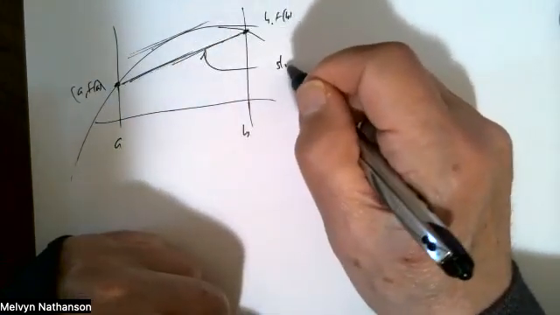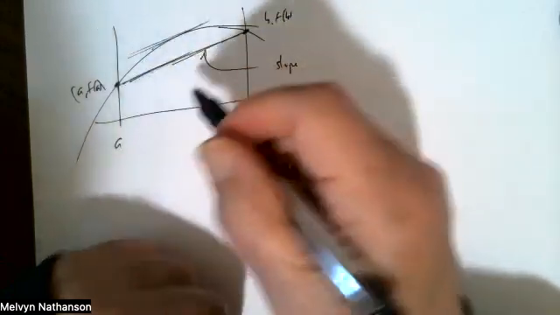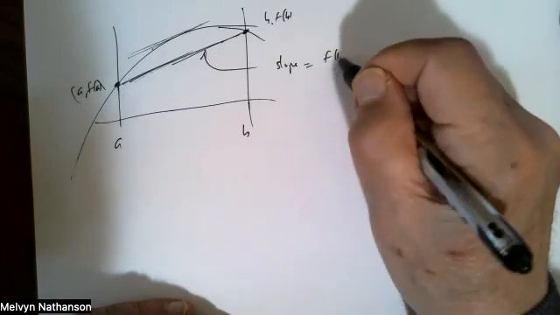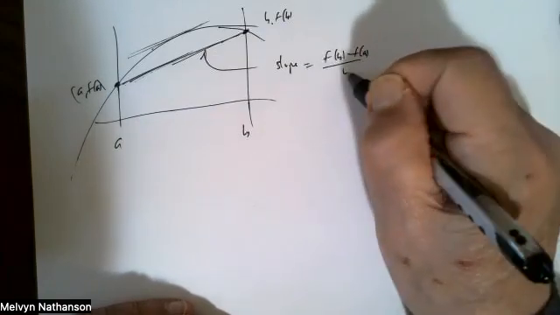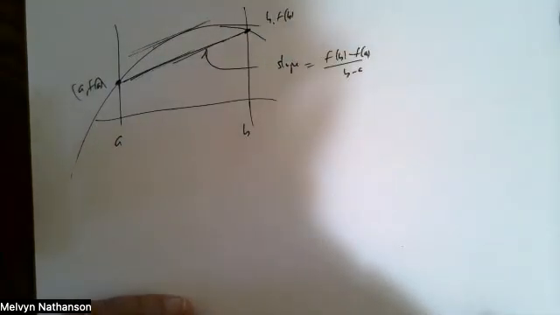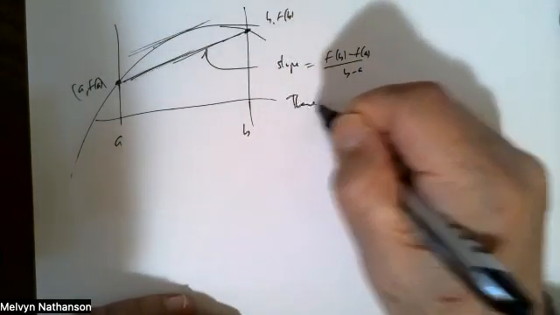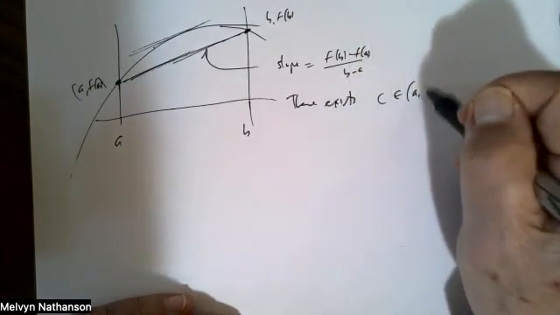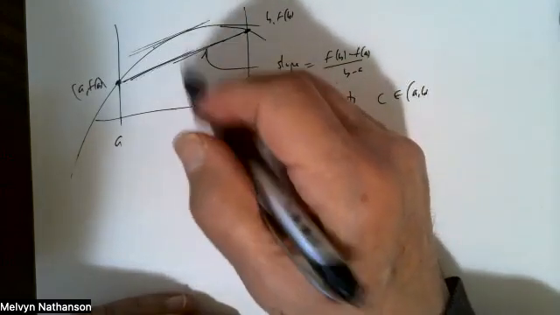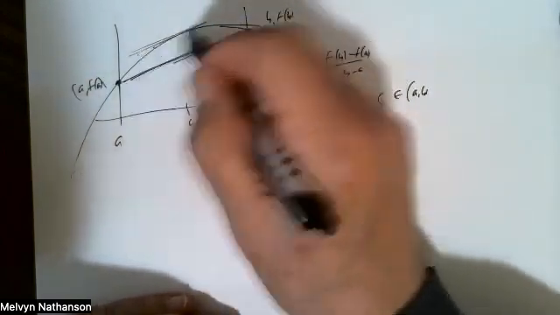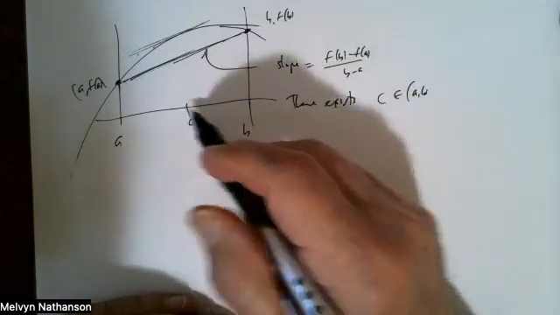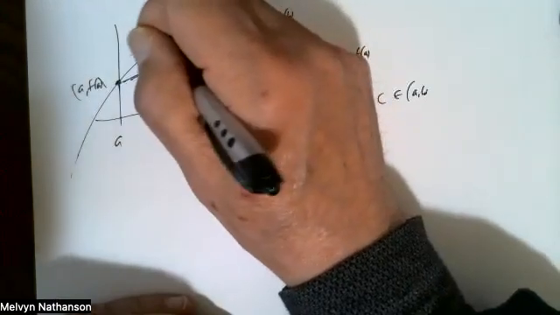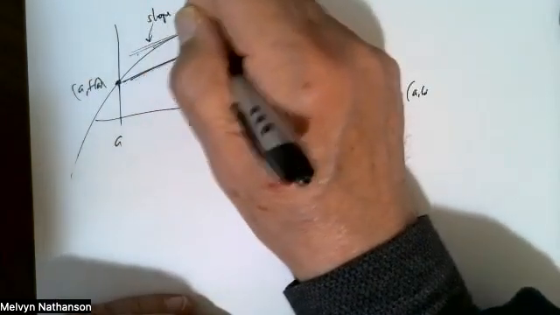What is the slope of this line? Well, this is just a straight line joining 2 points. So the slope is f of B minus f of A over B minus A. And I claim that there exists a point C in the open interval from A to B where the tangent line to the curve has slope parallel to the secant line. The slope is f prime of C.